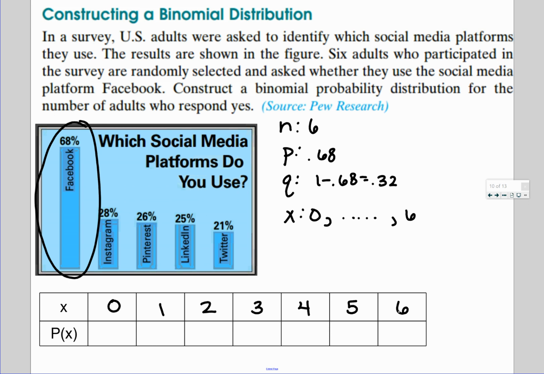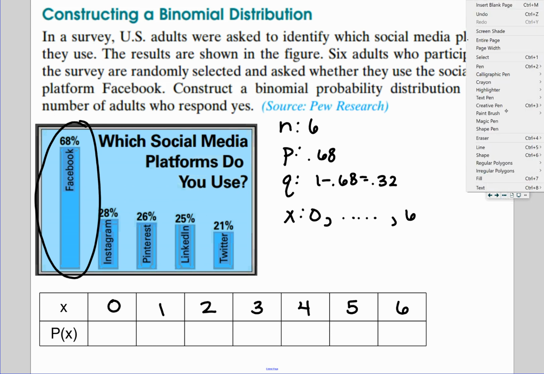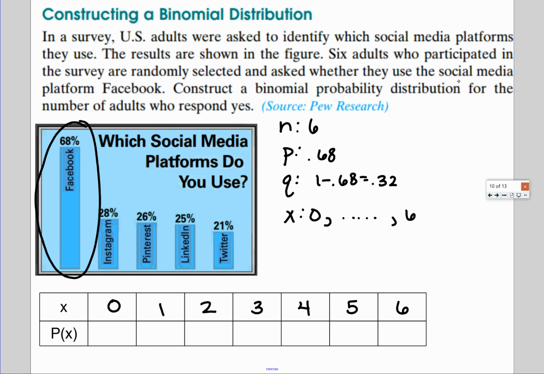Then we find the probability of each, and there are 2 ways to do this. The first way, let's say I wanted to find the probability of 0, is I would use my formula with 0. So I would do 6 choose 0, 0.68 to the 0 power, and 0.32 to the 6 power. 0 successes, 6 failures. And then I could type that in and I can get that probability.